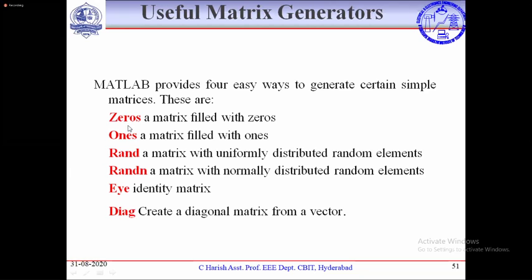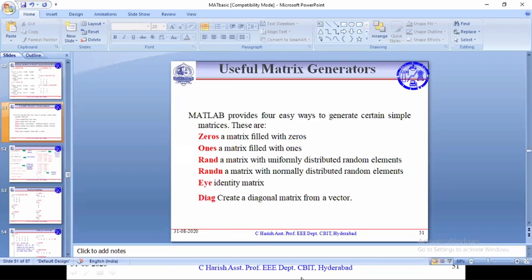These are zeros, a matrix filled with zeros, ones, a matrix filled with ones, rand, a matrix with uniformly distributed random elements, and randn, a matrix with normally distributed random elements. Again we have the identity matrix EYE and DIAG means diagonal. Create a diagonal matrix from a vector. If I want to have a matrix full of zeros, zeros is the function name of that command, and ones is just like that, a matrix I want to have full of ones.